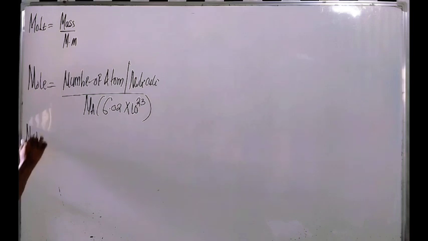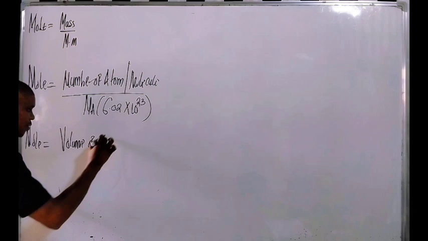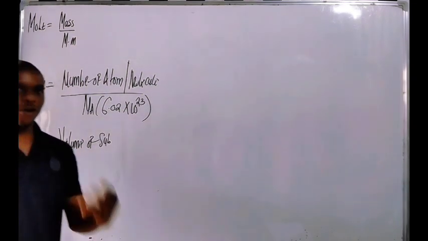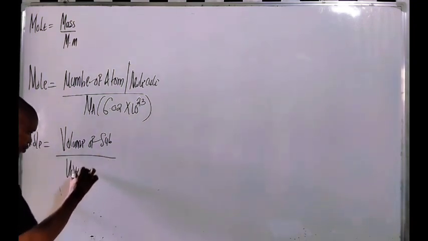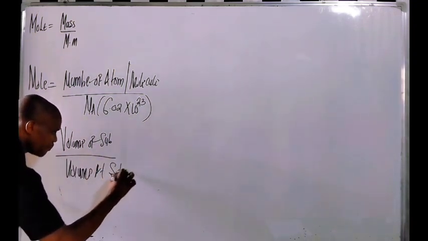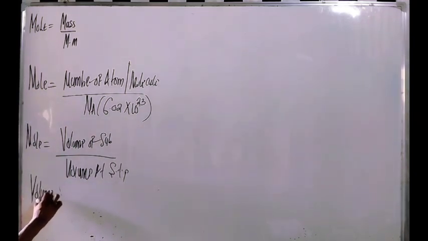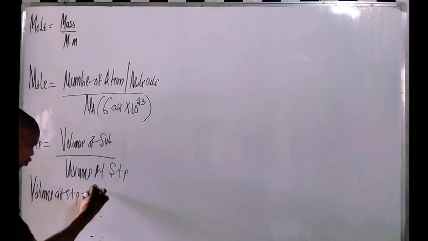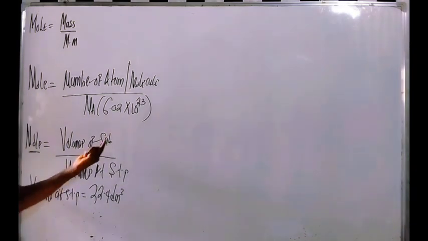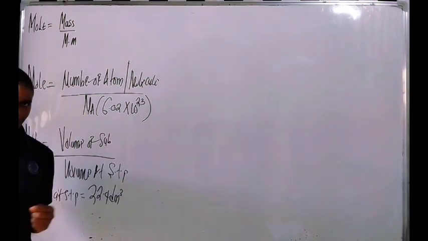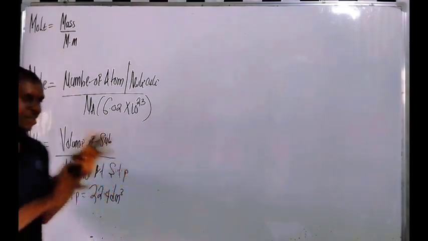The next one is mole equals volume of substance over volume at STP. The volume of the substance can be the volume of the atom or the volume of the molecule. And the volume at STP is always equal to 22.4 dm³. So if the examiner gives us the volume of the substance in dm³, we are going to use this formula. Don't worry, I'm going to show you how you can solve various problems using this formula.